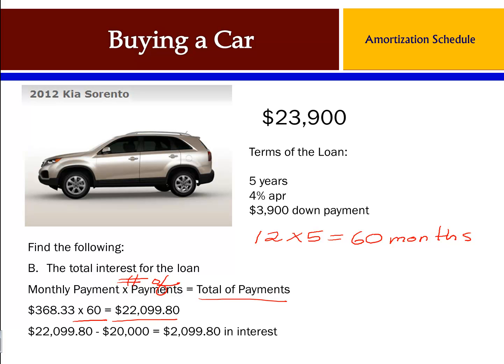Since we only borrowed $20,000, we subtract our loan amount and we get $2,099.80 in interest. That's the cost to borrow that money for 5 years. Now, these are not massive interest charges like you see when you borrow a house, because the length of the loan is much shorter, and when the term of the loan is shorter, the interest is not going to be as much. And this rate was pretty low too. 4% is a pretty low rate.